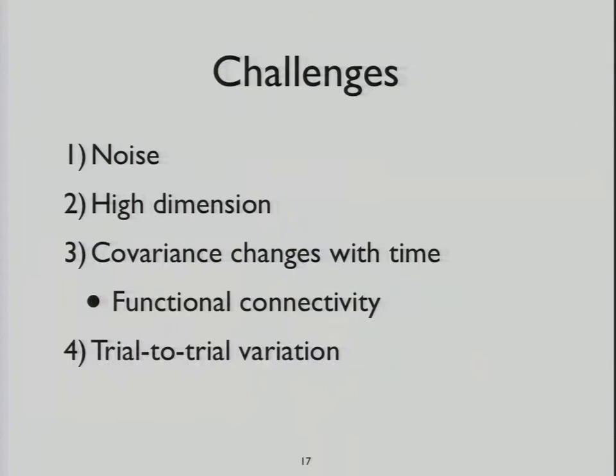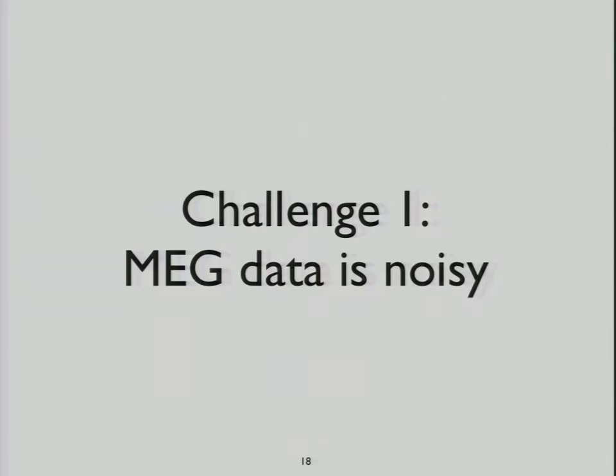So I've touched on some of these, but I just want to enumerate the challenges that we have with this data. It's noisy. It's of high dimension. The covariance of the sensors changes over time. That is, as the brain areas begin to talk to each other in different patterns, the relationship between the sensors and their readings is going to change. And there's also trial-to-trial variation. So even if it's the same person, the same word, and the same sensor, the recorded signal can look very different. So we'll go through these challenges one by one and talk about how the model addresses those challenges.